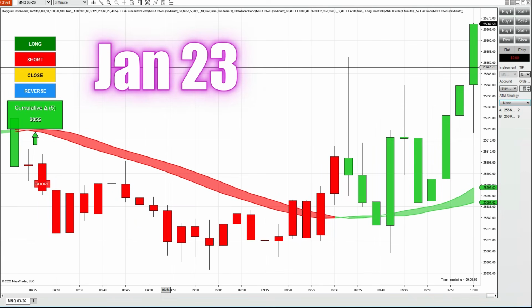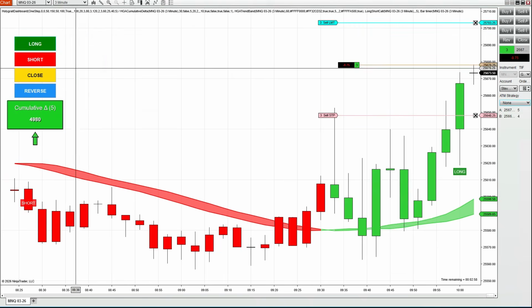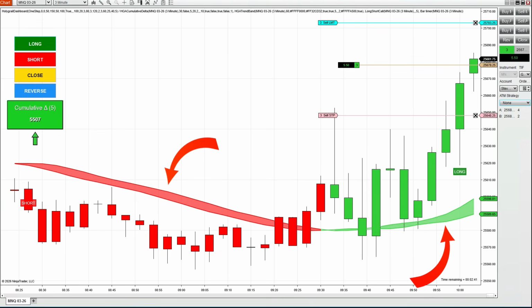Hello traders, this is Friday morning, January 23rd, and I'm using an entire trading system. Now this is the MNQ. I'm using 3 micro contracts on it, and I've got several indicators, 3 of them on my chart, and a strategy. Now the 3 indicators, one of them is the trend band. That is this red and green band going across my chart. Red below it, green above it. That's the way you want to trade this.